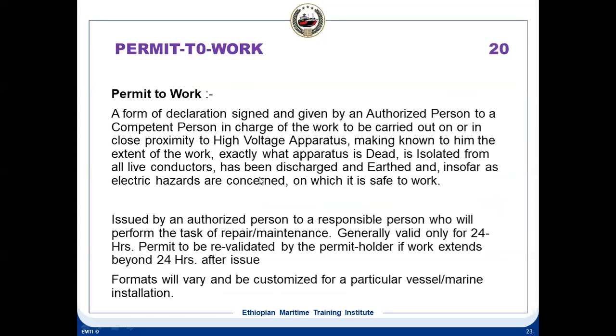So here are the main points. What is a permit to work? It is a form of declaration signed and given by an authorized person to a competent person in charge of work to be carried out on or in close proximity to high voltage apparatus, making known to him the extent of the work, exactly what apparatus is dead, isolated from the live conductors, discharged, and earthed. So this is the definition of a permit to work. Very important: what is a permit to work?